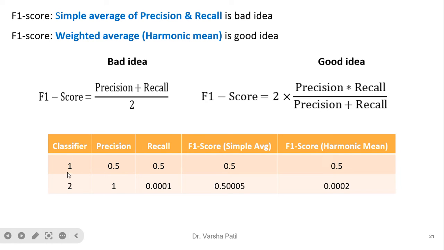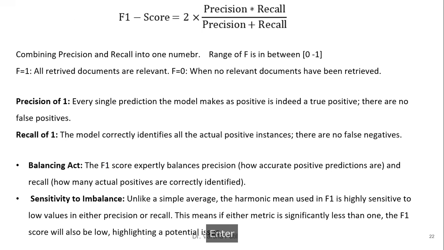Now we will see the same example. Classifier 1 has precision 0.5, recall 0.5. Classifier 2 has precision 1, recall 0.001. If we take the simple average, we can see that the results are similar and we can't compare the two classifiers, whether they are good or bad. But if we use the F1-Score, here we can easily see the difference. That's why for F1-Score we are not going for a simple average, but we are going for the harmonic mean.